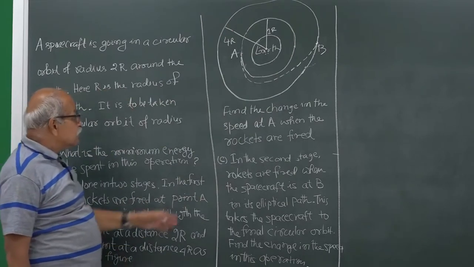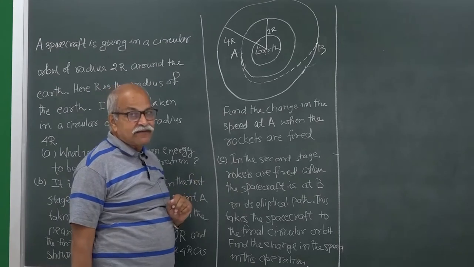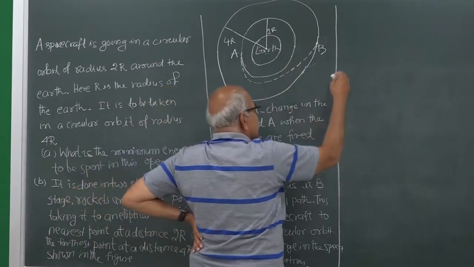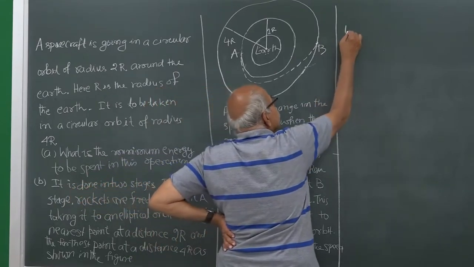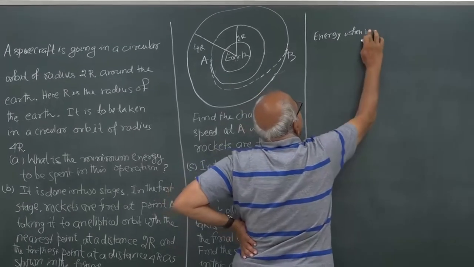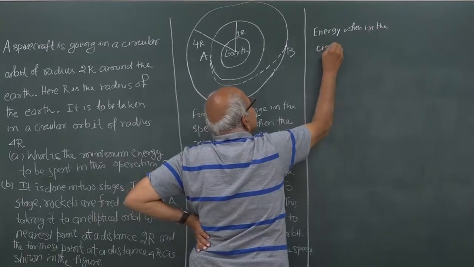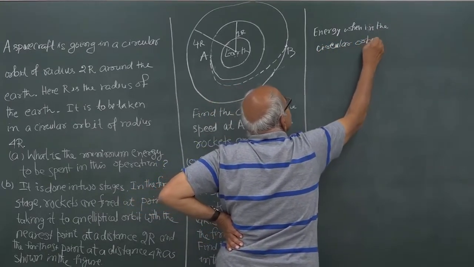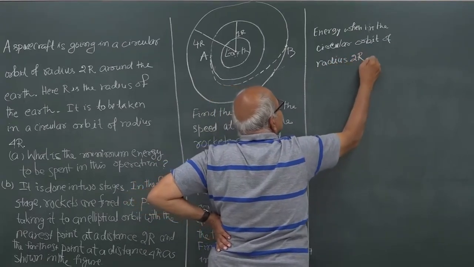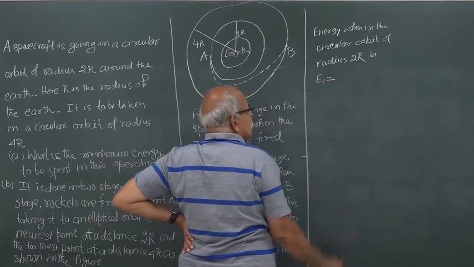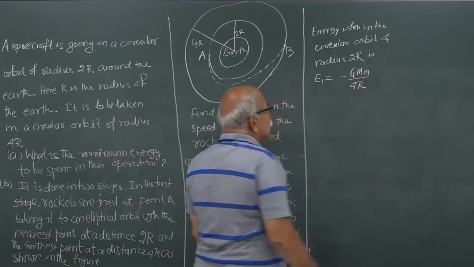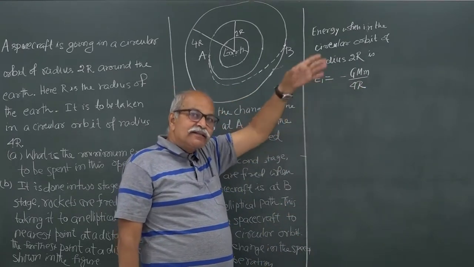Now find the change in the speed at A when the rockets are fired. So we are going from the circular orbit of radius 2R to this particular elliptical orbit, and we are asked how much is the change in the speed. So the energy in the circular orbit of radius 2r is, say, E1. We have just calculated it, that was minus G M m over 4r. We calculated kinetic energy, we calculated potential energy, we added to get this energy.